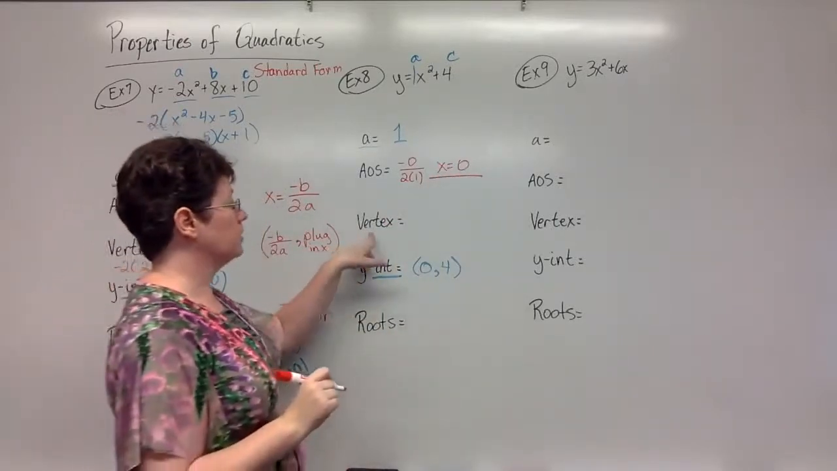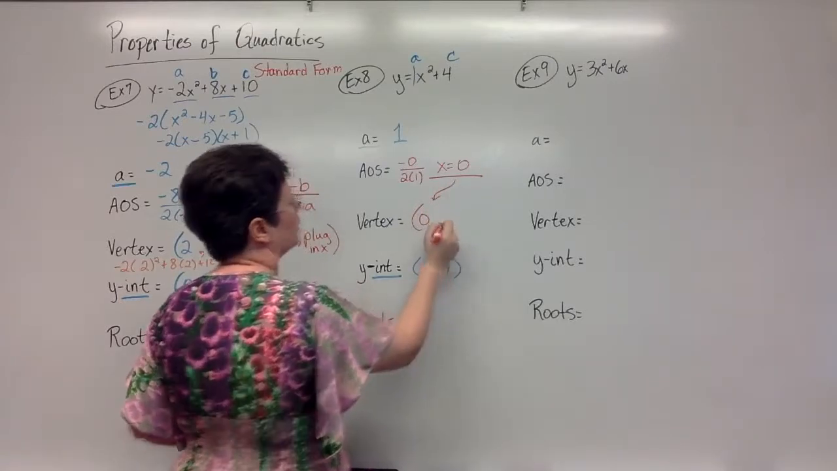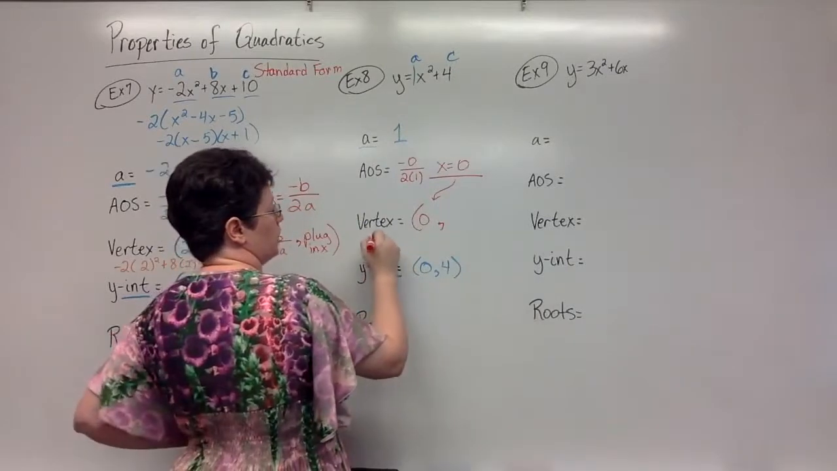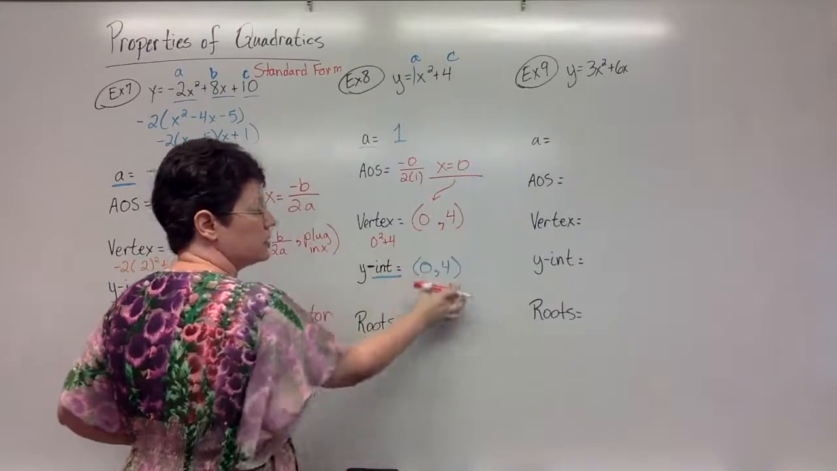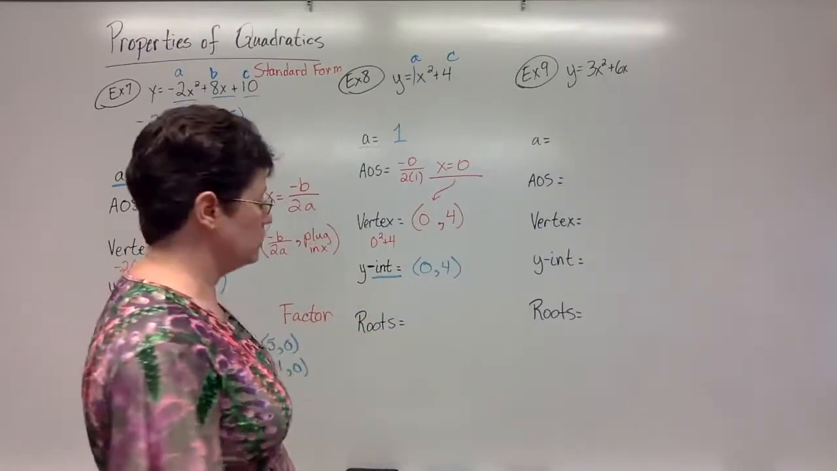Now we plug it back in. For the vertex, I'm going to take my 0 and plug my 0 in here. What do we get? Yeah, 0 squared plus 4 is just 4. So my vertex and my y-intercept are the same. Okay, that's fine. We can do that.